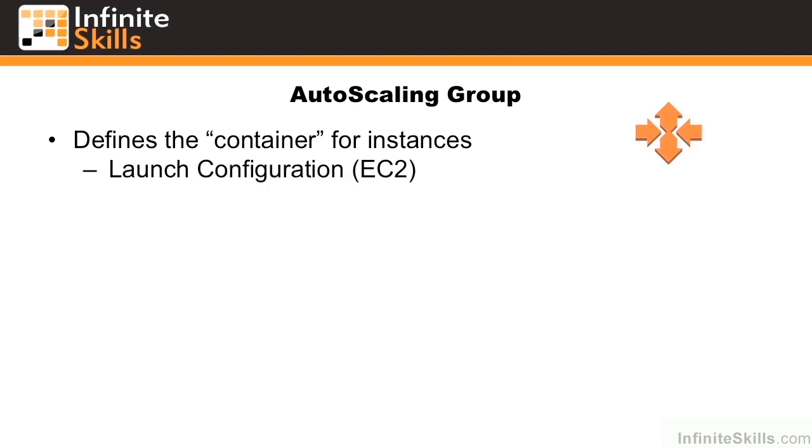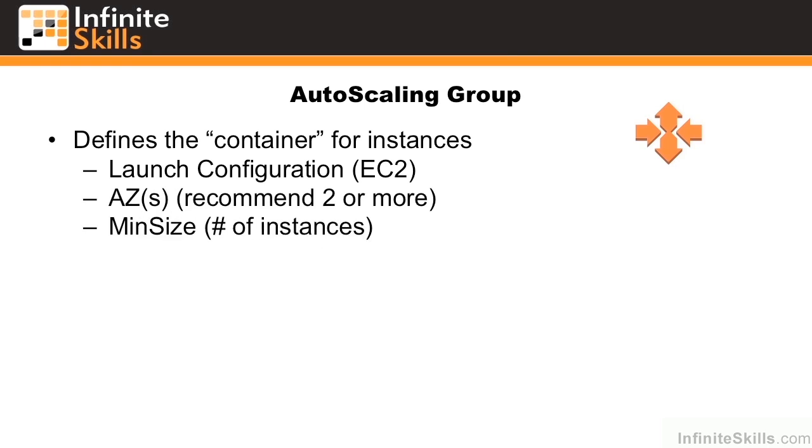This includes the launch configuration that you just specified, the AZs, we recommend 2 or more, the minimum size of the AutoScaling group, which is the minimum number of instances that it will contain, and the max size, which is the maximum number of instances that it will contain. Regardless of what happens inside of your AutoScaling group, you'll never go below your min size, and you'll never go above your max size.